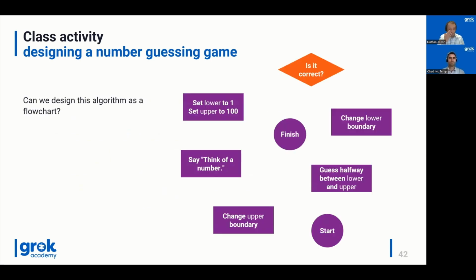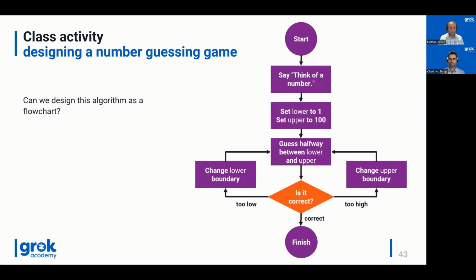If we think about how we would design this, I've just scattered the pieces of the flowchart all over the place there. If we wanted to put them into a nice order, you could make it an activity to get the students to put these pieces into the right order. But basically, this is the right order here. It's the same thing as what we had in our description on the previous slide, but now it's in the form of a visual flowchart.